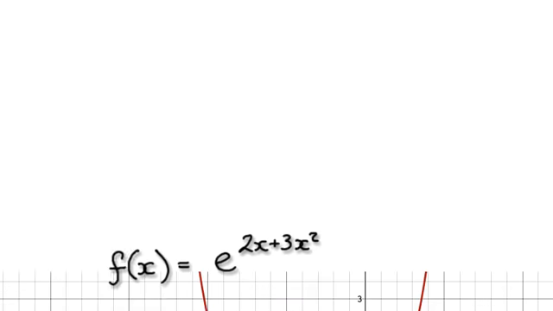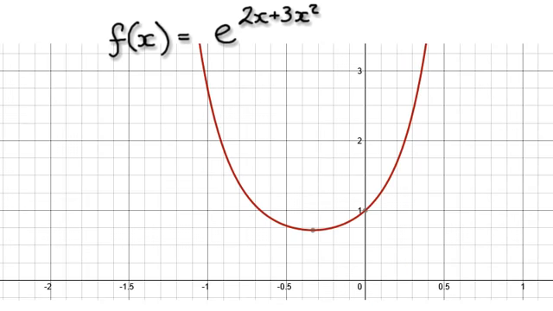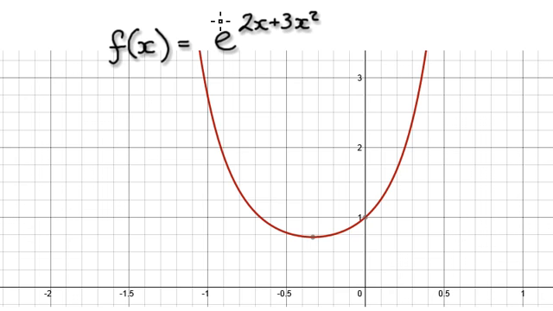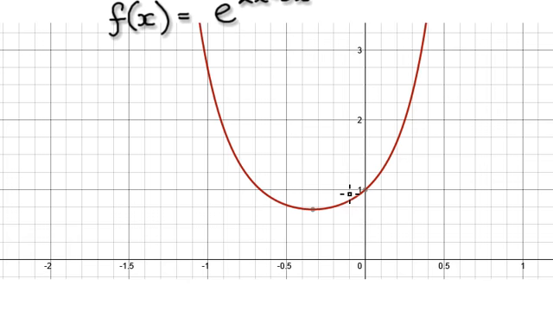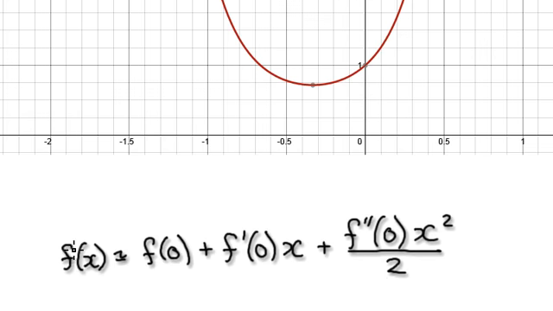Okay, let's give you guys some more practice. So here, find the quadratic approximation of this near x equals 0. So around here, find the quadratic approximation. And as a clue, here's the formula for it.